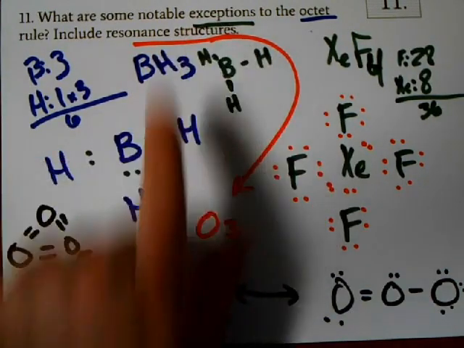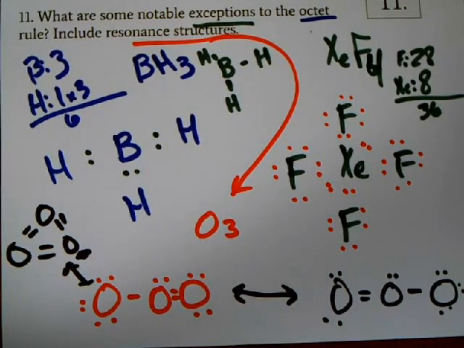An exception to the octet says that while the center atom might not get 8, everyone else will be, and they will be happy. So this compound is how it would form in the natural world.